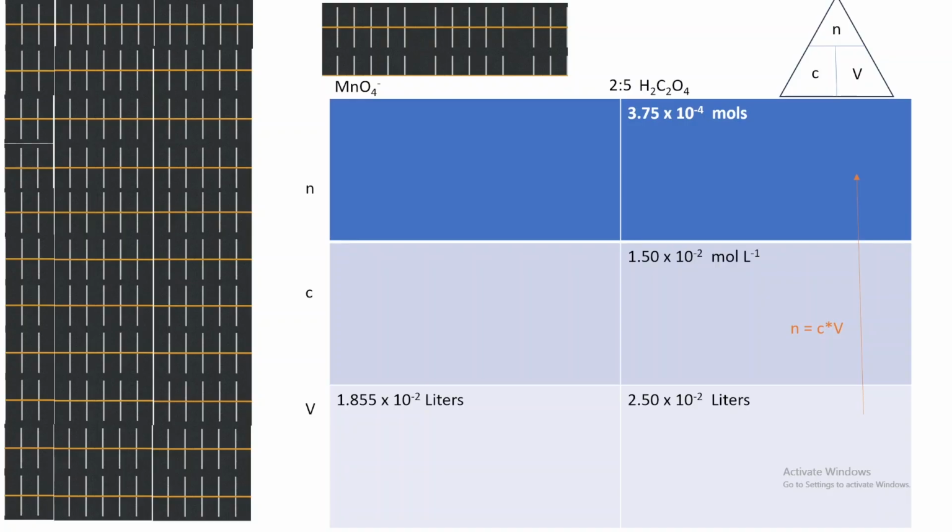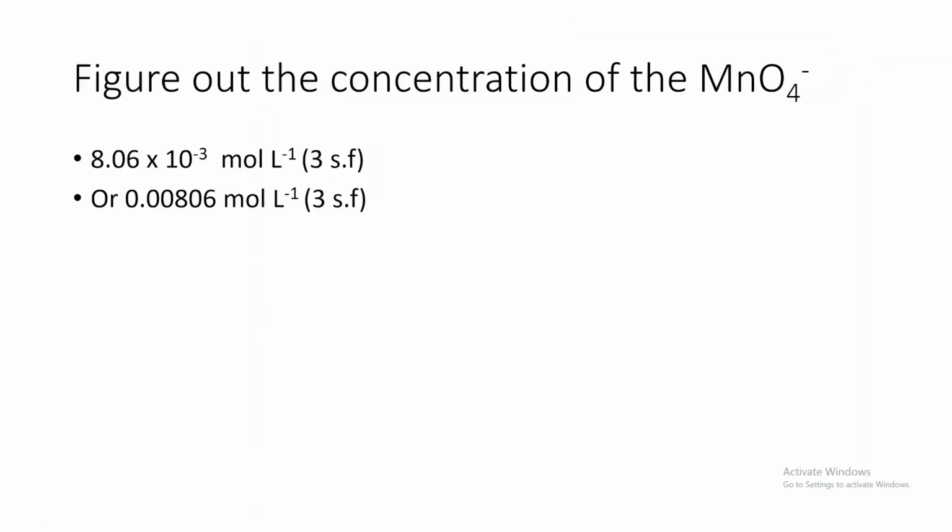In our parking lot, there are 5 cars in one spot, and it fits 2 cars in the other. So using the mole ratio, we find 1.5 times 10 to the negative 4 mole. Once again, using the triangle formula, we find the concentration, which is 8.06 times 10 to the negative 3 moles per liter. And that's our answer.